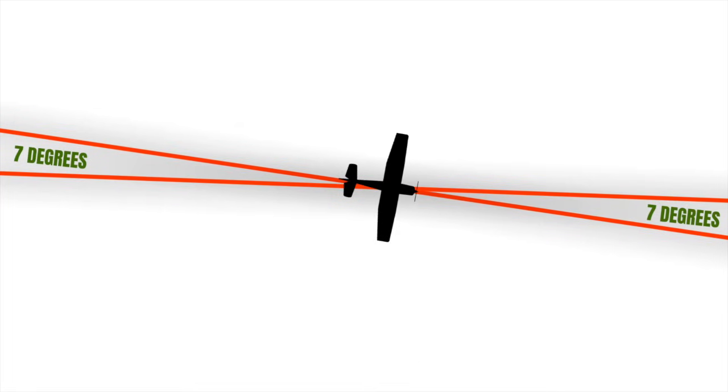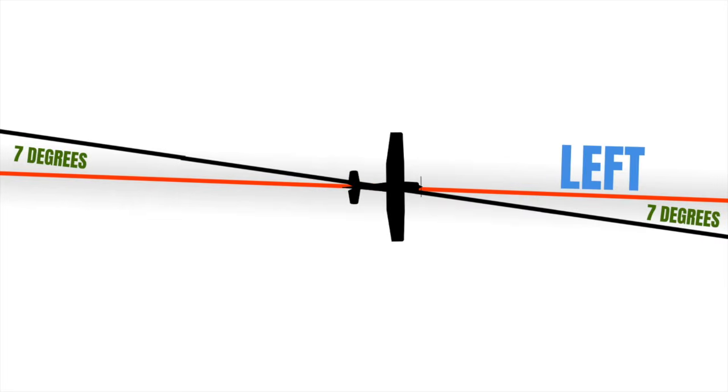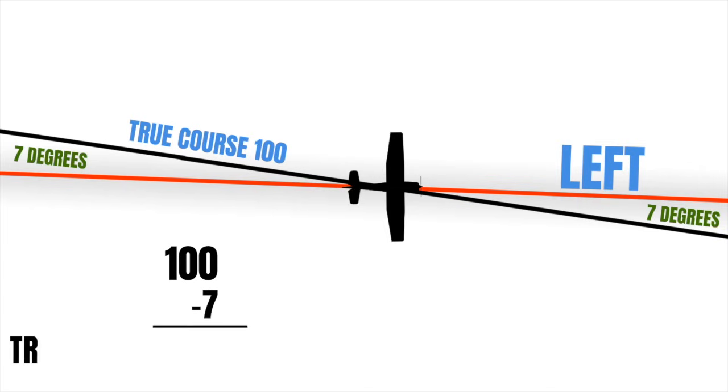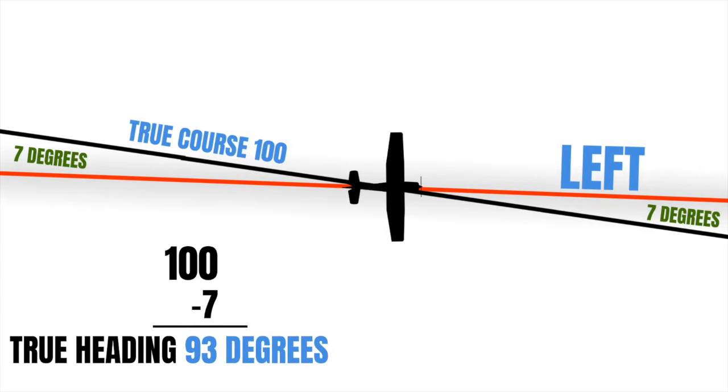And as you can probably tell, that's 7 degrees we need to point our nose to the left to keep us on our true course of 100. And as you know, the numbers on a compass get smaller as we turn to the left. So all we need to do is subtract 7 from 100 to get our true heading of 093 degrees.